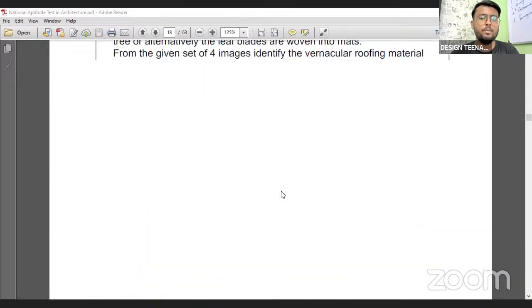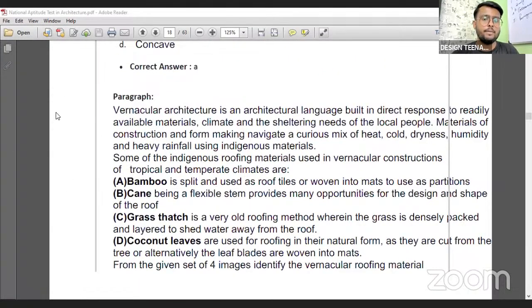I am going through it so you can understand and identify. See, vernacular architecture, they are giving you a little bit of knowledge about vernacular architecture, how it is formed and what things are involved in it. Right after that, they talk about the climate, sheltering needs, local people. This is just for you to identify and understand how vernacular architecture is achieved or made. Some of the indigenous roofing materials used in vernacular construction of the tropical and temperate climates are bamboo, split and used as roof tiles, cane, grass thatch, coconut leaves. What is the purpose?